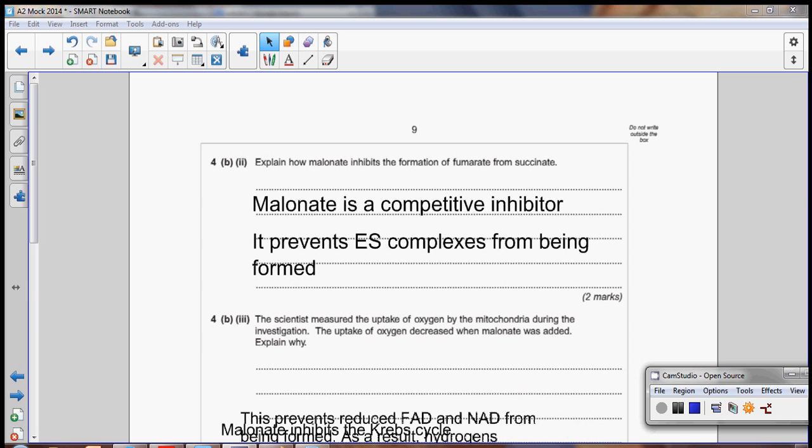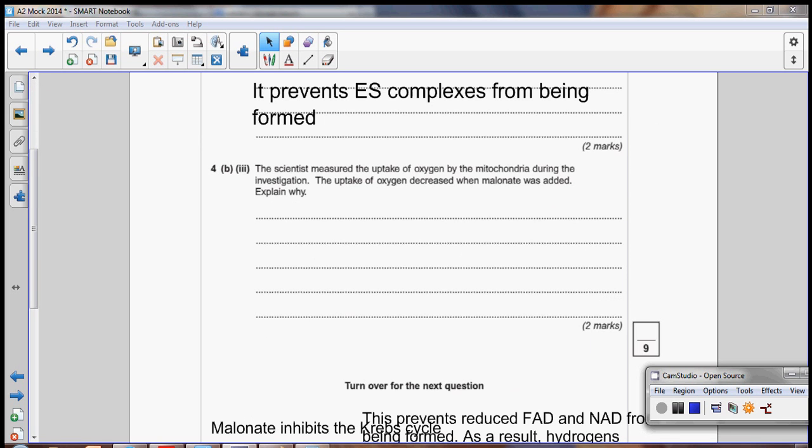To get the marks on this, we had to say that malonate is a competitive inhibitor, and you're always after some correct keywords for a question of this type. If you remember back to AS, whenever you talk about competitive inhibitors, you need to talk about the active site being blocked, and enzyme substrate complexes not being formed. So your 2nd mark was saying something like malonate prevents enzyme substrate complexes from being formed.